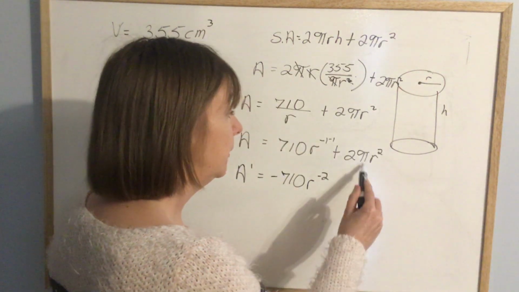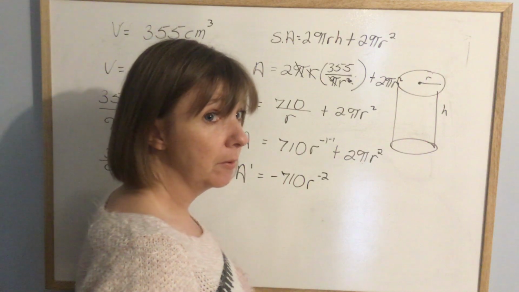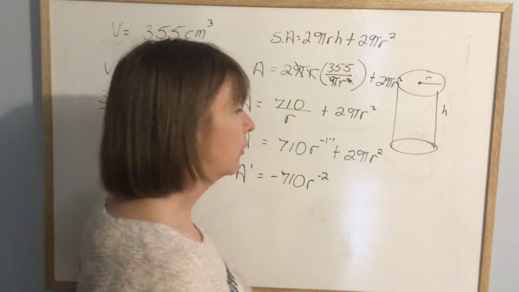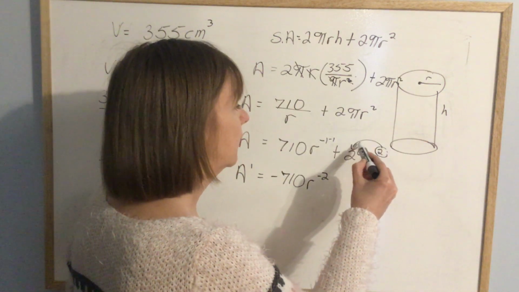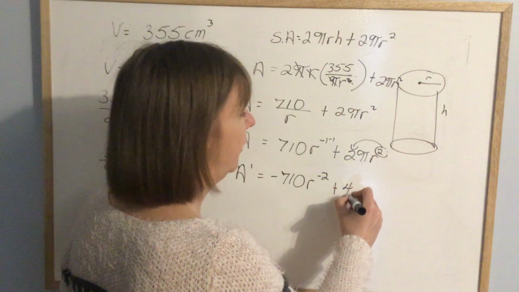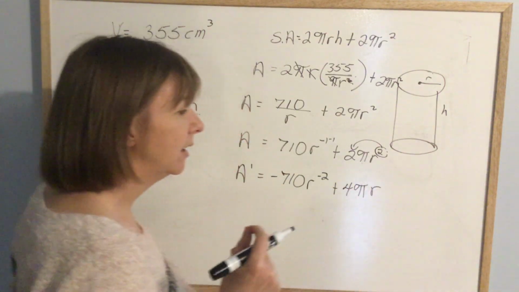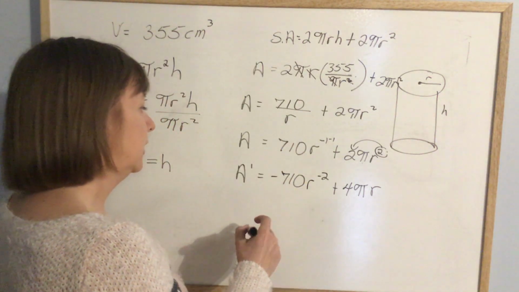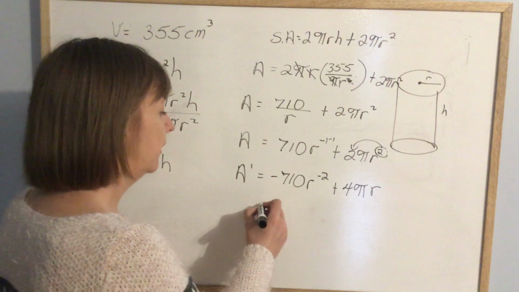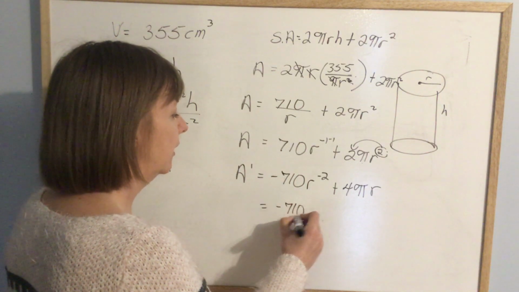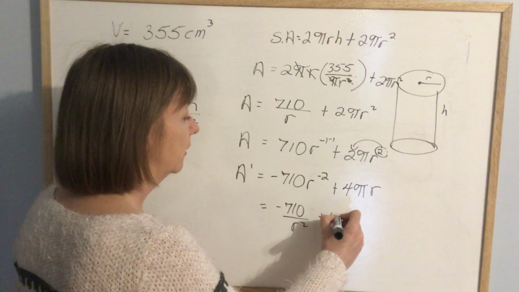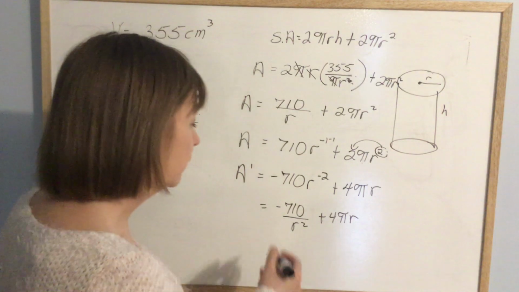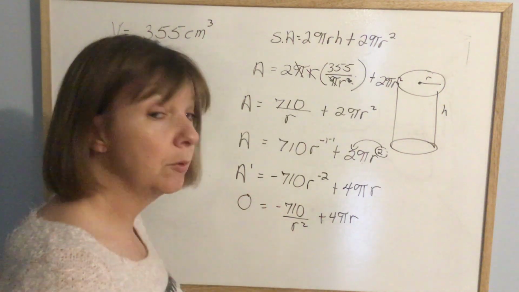Now, please keep in mind that this pi is not a variable, but I also don't have to replace it with 3.14 whatever. When I bring this 2 down, I'm just going to multiply it with the 2 that's there, and now I have 4 pi r. Just leave it in terms of pi. So again, this would be negative 710 over r squared plus 4 pi r. Now I'm going to make this equal to 0, and I'm going to solve.